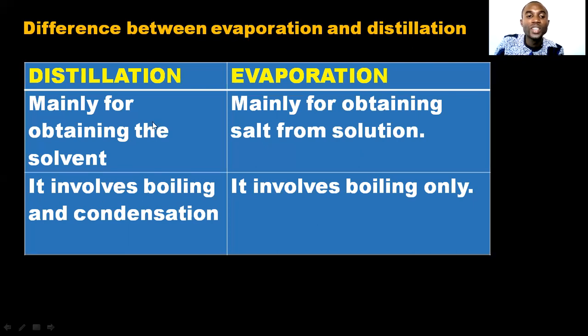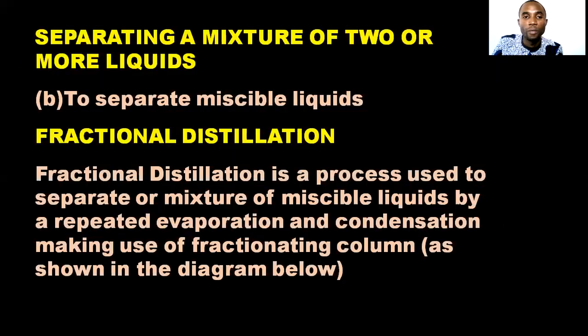Distillation involves boiling and condensing, but evaporation involves only boiling. It could be by heating, or it could even be without heating. When you expose any liquid in the atmosphere, it will have some level of evaporation, and when the sun gets harder, it evaporates. So evaporation has to do with heating only, while distillation involves both heating and condensing the heated vapor.